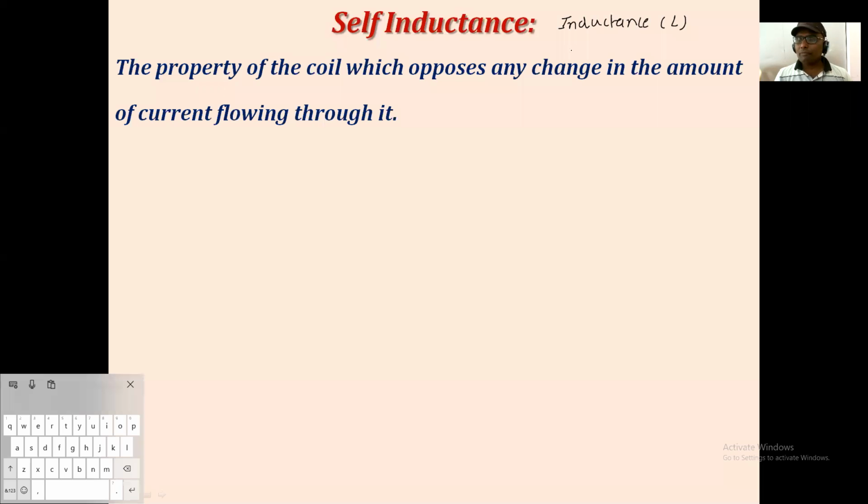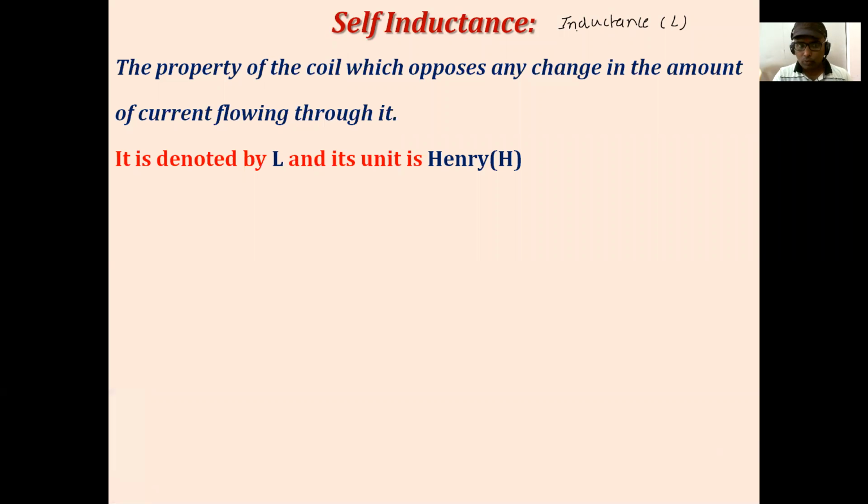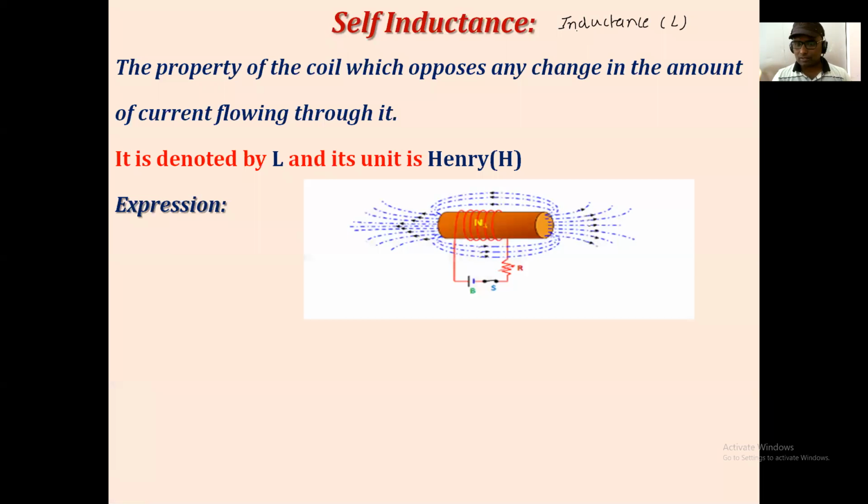So what is meant by self-inductance? The property of a coil which opposes any change in the amount of current flowing through it is called self-inductance. It is denoted with a capital L and its unit is Henry. Okay. Now see what the expression of that self-inductance is. So this is the diagram.